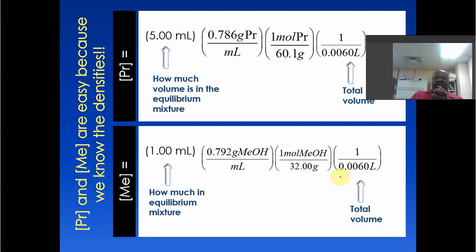Because it turns out that our equilibrium mixture will consist of 5 mL of propanol total, and then 1 milliliter of methanol. Well, if we know that, and these are liquids, of course, and we're given the density, then we can figure out what the concentration is. 5 milliliters, the density in grams per milliliter, and then the molar mass, and then the total volume in our system. Our equilibrium reaction is 6 milliliters, or 0.006 liters. So the expressions that go into the equilibrium constant, PR and ME, the concentrations, are calculated in this way.